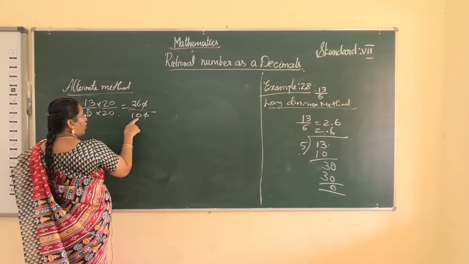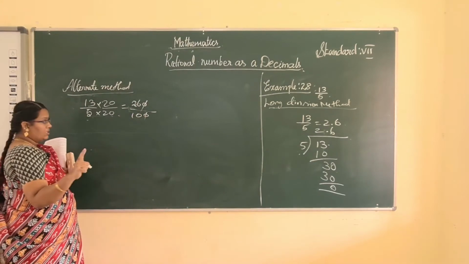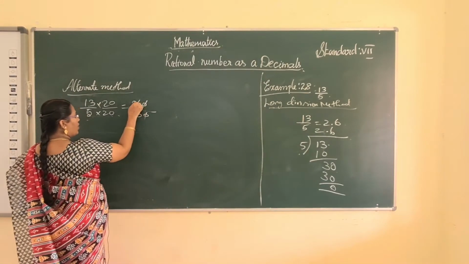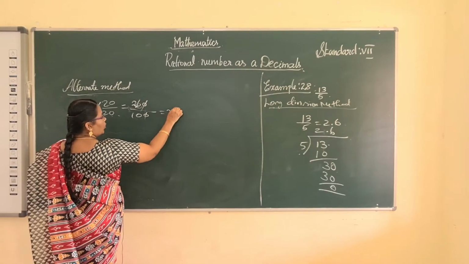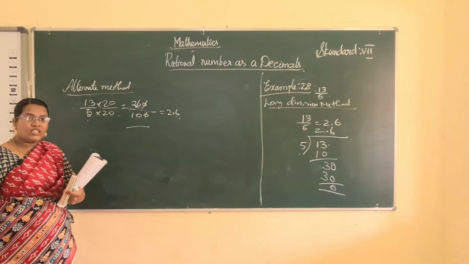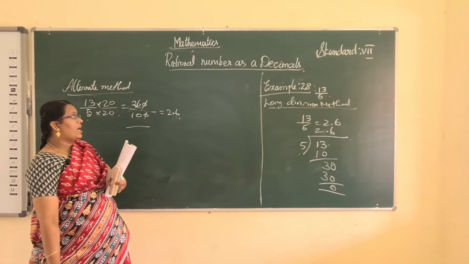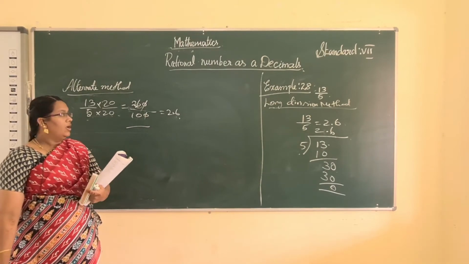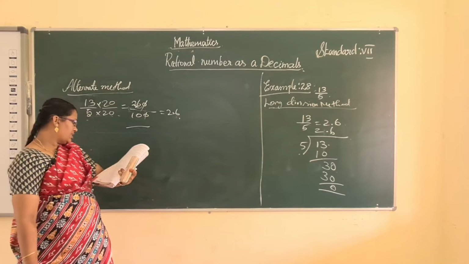So how many digits are there? One, so move the decimal point from there. So the answer is 2.6. That's it. Okay, I hope you have understood these two methods of converting rational numbers to decimals. See the next example.